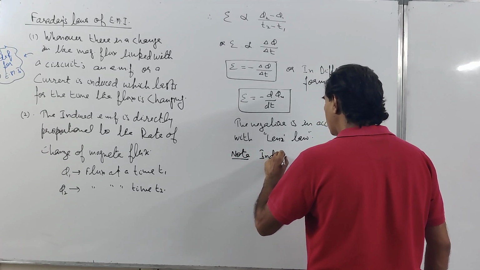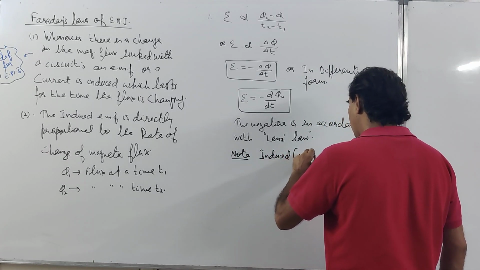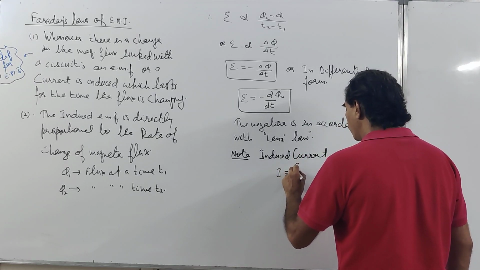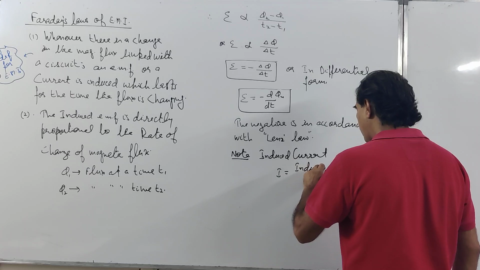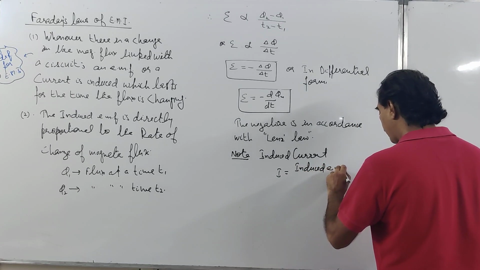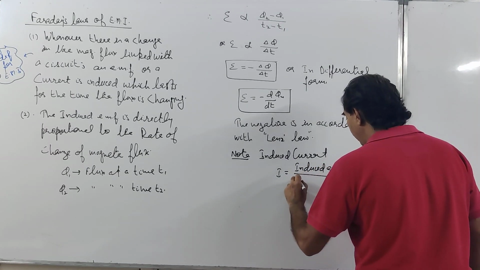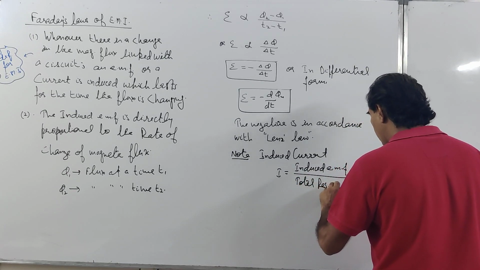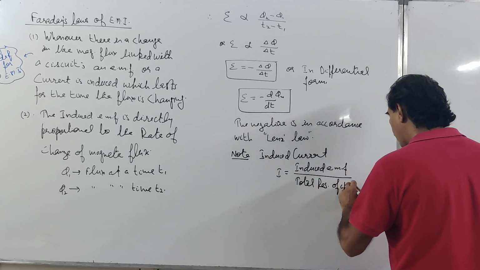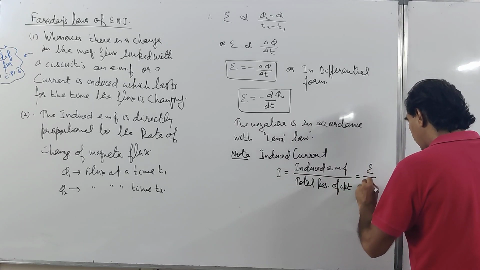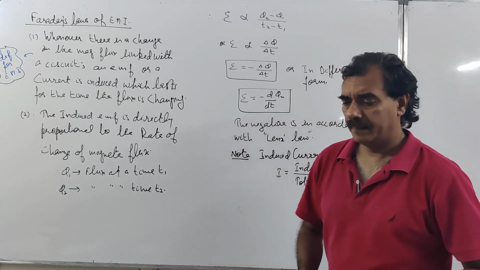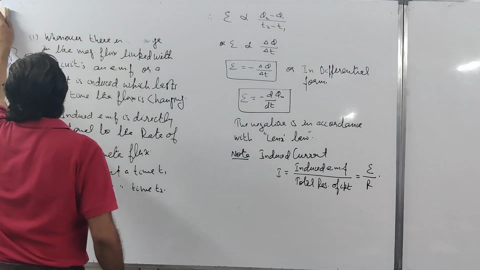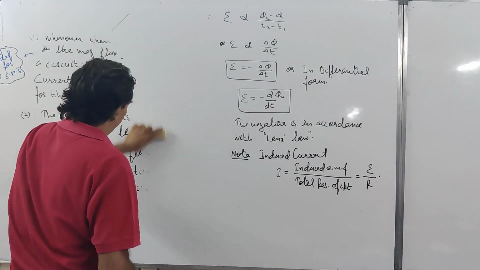Induced current is I is equal to induced EMF upon total resistance of the circuit, E by R. As we proceed into the subject, things will become obviously more clear.